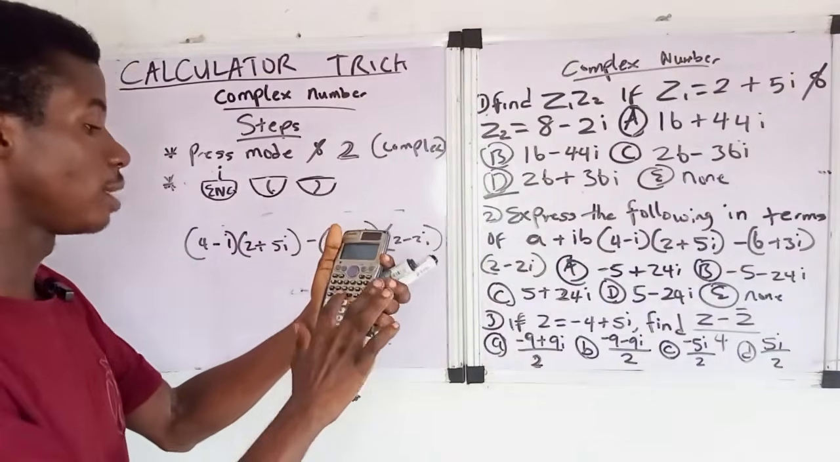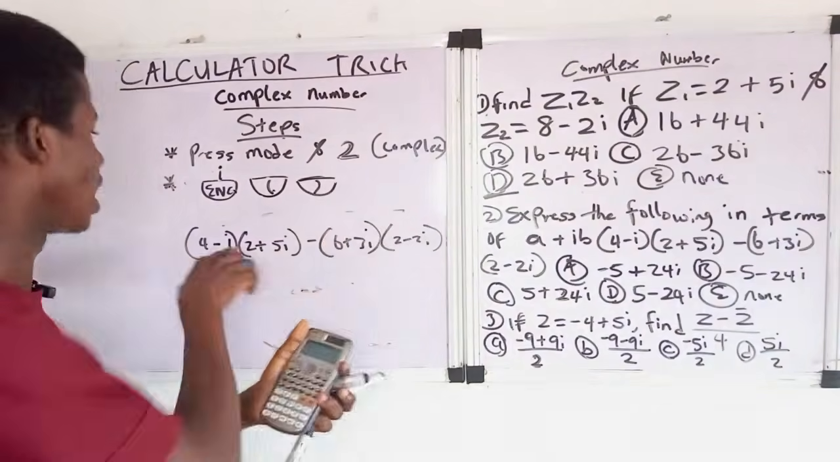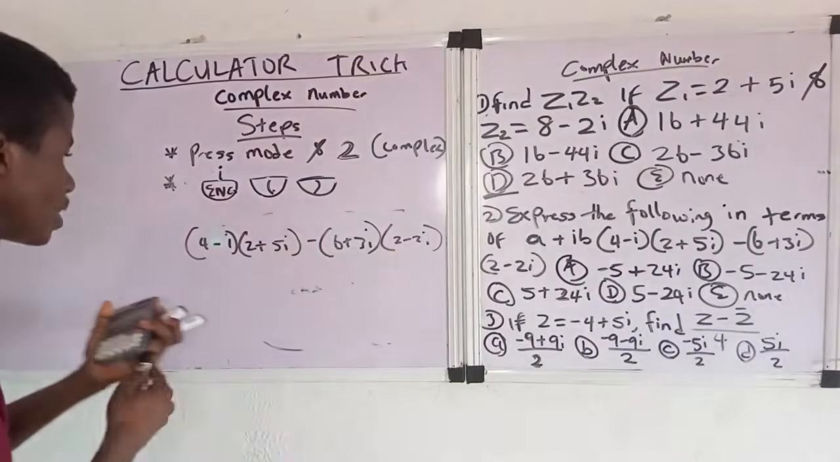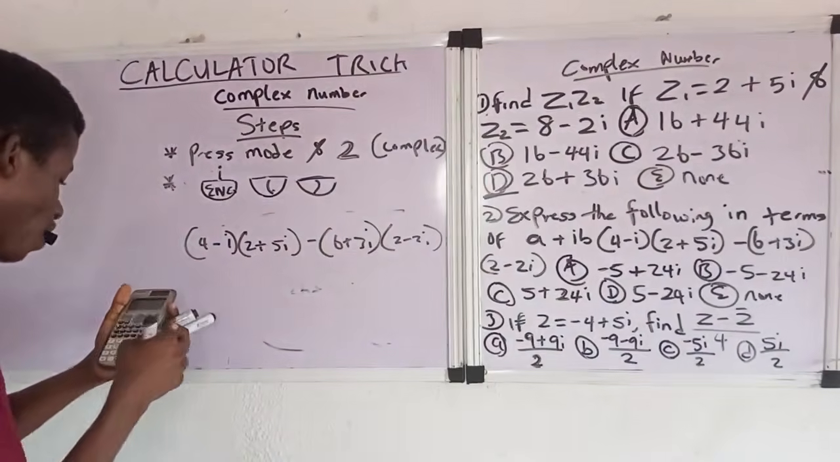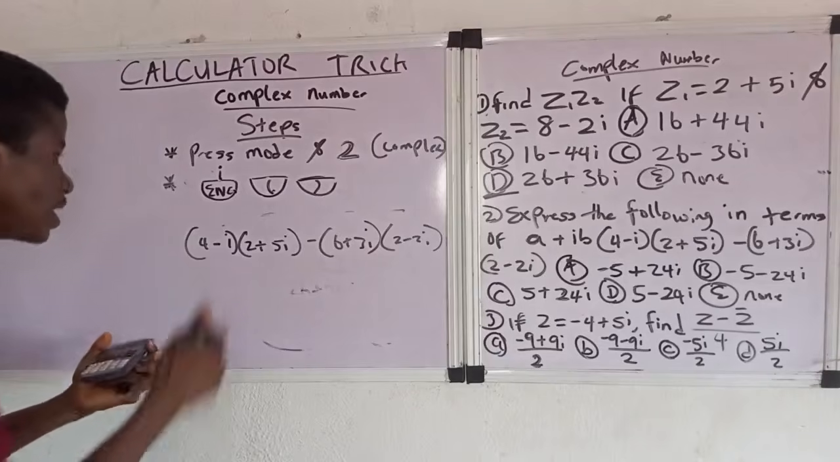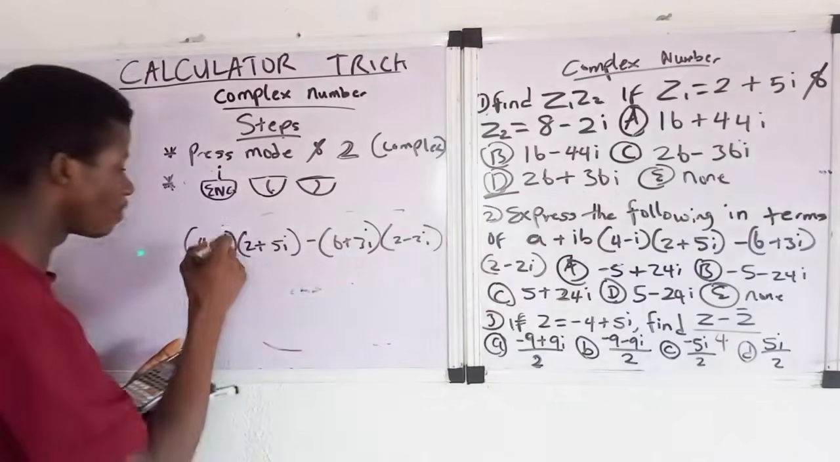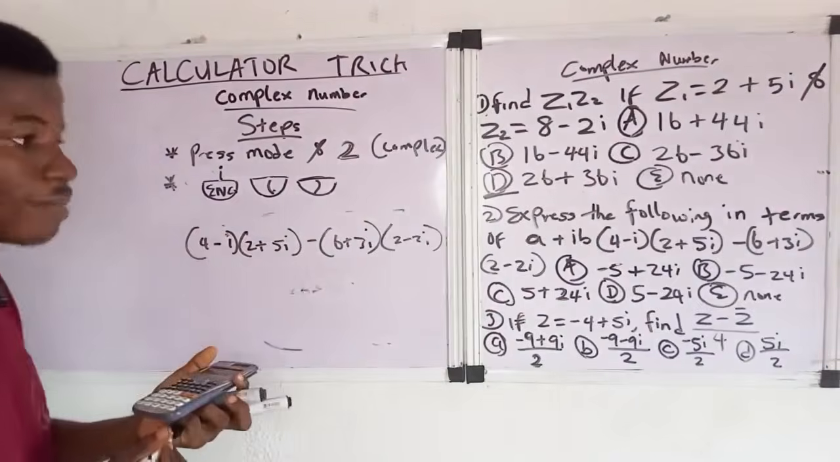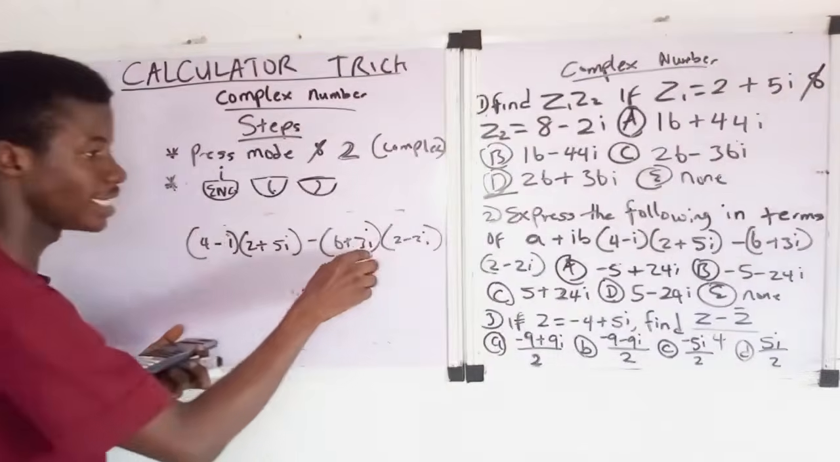Then do like this, okay? Bracket open, right? 4 minus, remember, I is what? Remember, from the question, this is 4 minus I, right? Yes, so 4 minus I. This is 5I, this is 3I, this is 2I.